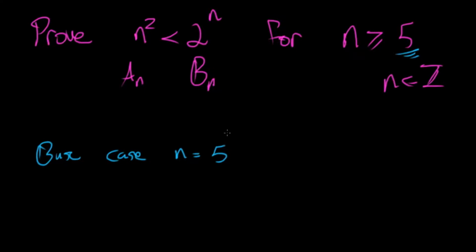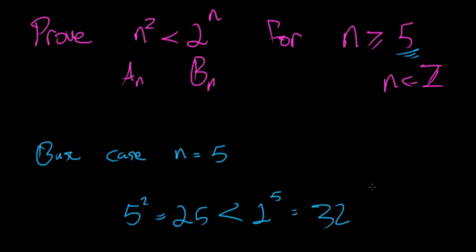Is it true for 5? Well, 5 squared is equal to 25, which is, in fact, less than 2 to the 5, which is equal to 32. So the base case works. The base case checks out. Sweet. Now we just need to make an inductive hypothesis, show that the kth case implies the k plus 1 case, and then we are home free.